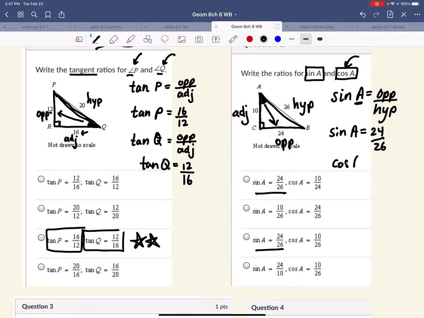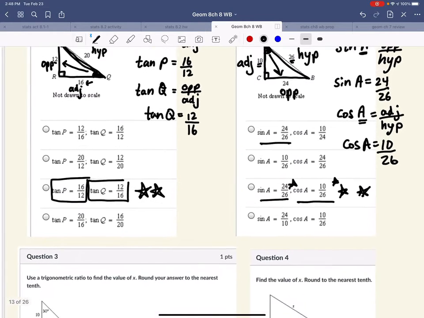But cosine is a different formula. So the cosine of reference angle A, cosine is adjacent over hypotenuse based on my formula. So cosine is the ratio of the adjacent side. So I have adjacent is 10, and my hypotenuse is still 26. So I like this one. This one is a double winner. It won for the first one, and it wins for the second. That is how you set up a trig ratio to solve for the missing side, or missing angle, actually.